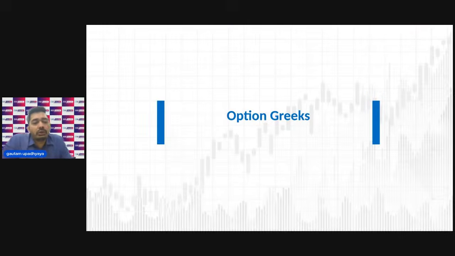Now coming to a very important concept, this is not regarding the derivative data per se, but it is very important towards understanding option pricing and how the option movement happens. So anyone who's a regular day trader or scalper in the market should have a good understanding regarding option Greeks.